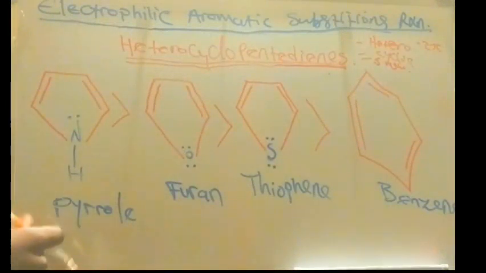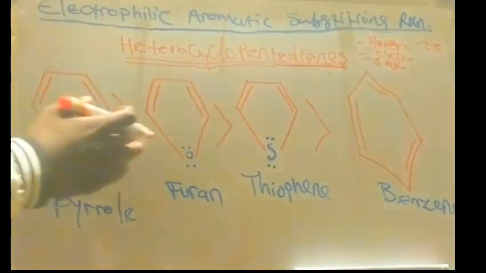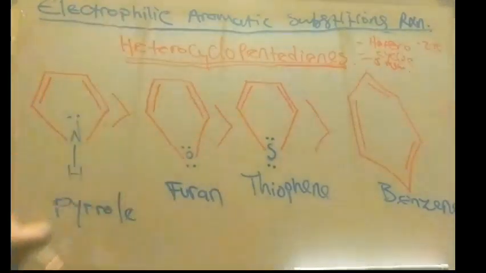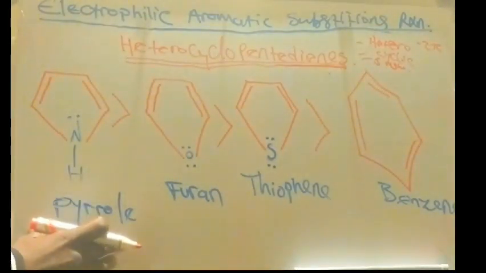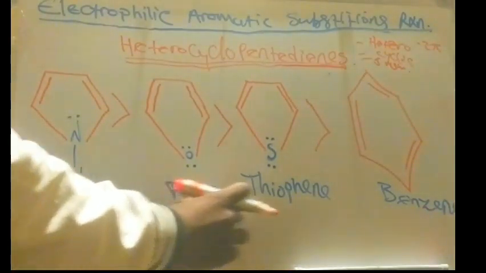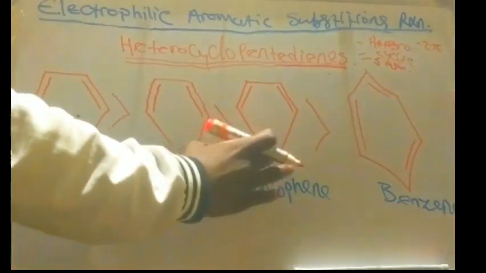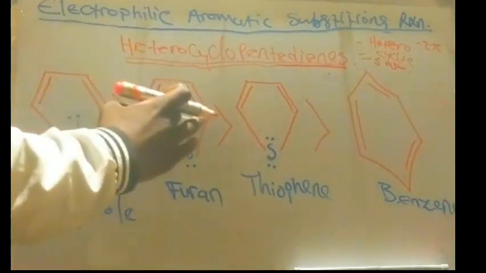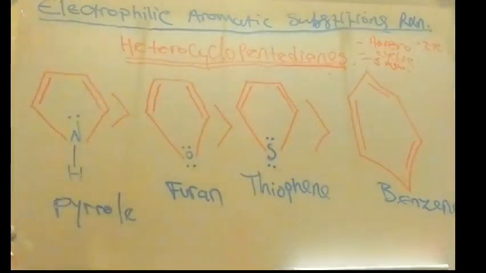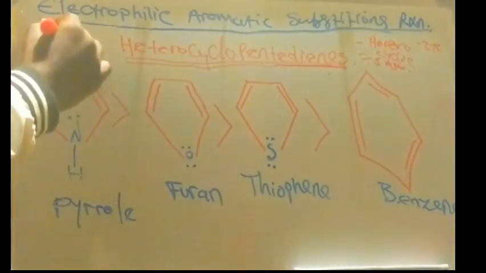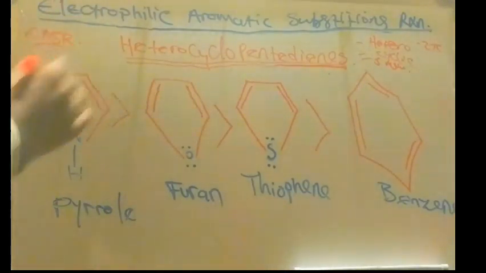heterocyclopentadienes, and as we can see depicted on this board, we have 3 structures that are referred to as heterocyclopentadienes. We have pyrrole, we have furan, and we have thiophene. Okay, so these 3 molecules are what we're calling heterocyclopentadienes, which are able to undergo electrophilic aromatic substitution reactions.